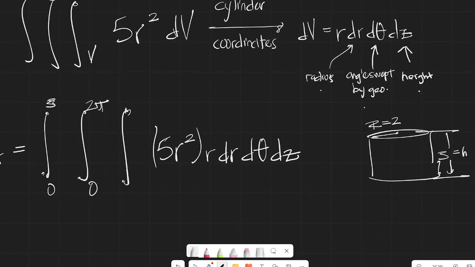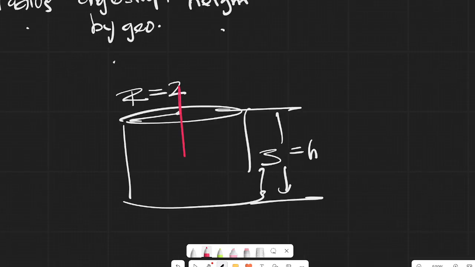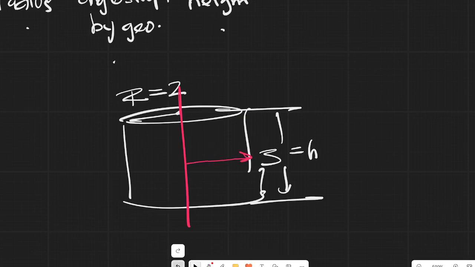Also, what is r? It's 2. Starting at the center of the cylinder here, you basically count outwards, so the radius increases as you go out. This could be 1, this would be 2. Hopefully that makes sense.